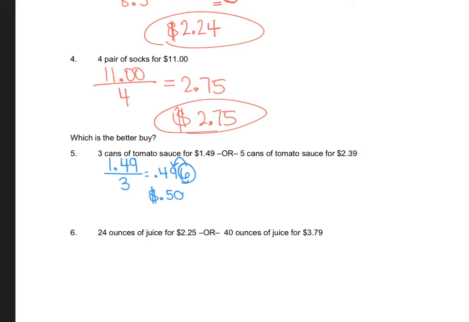And then if I do the other one, $2.39 for 5. And that is 0.478. And that rounds to 0.48.